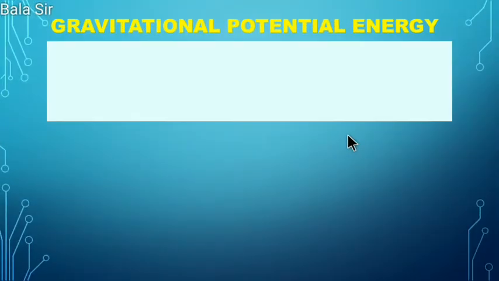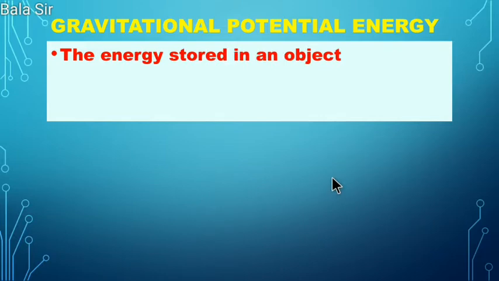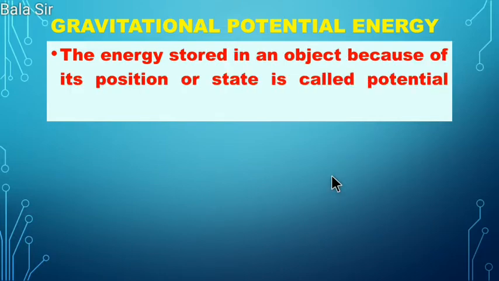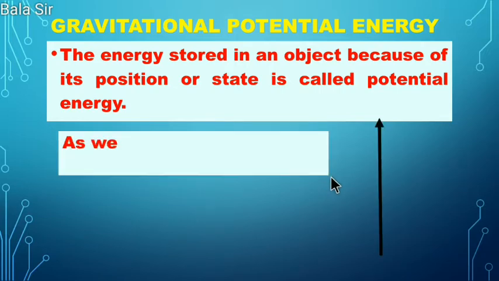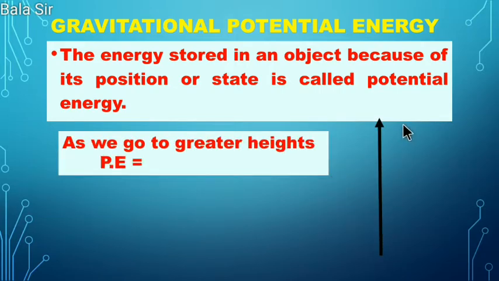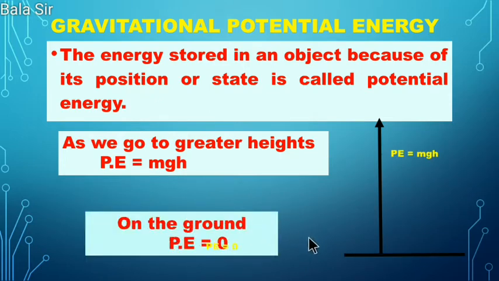Gravitational potential energy. The energy stored in an object because of its position is called potential energy. As we go to a greater height, potential energy is mgh. On the ground, your potential energy is 0. Why? Because the formula for potential energy is mgh. So here on the ground, the height is 0. So m into g into 0 is 0.